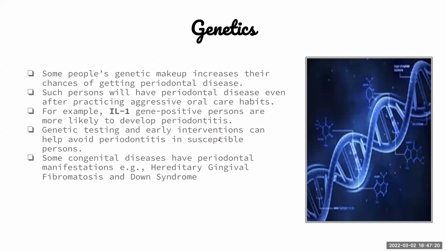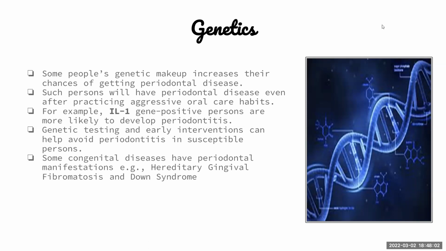Genetics plays one factor in it. Some people's genetic makeup increases their chances of getting periodontal disease. Those individuals, okay, will have periodontal disease even after practicing aggressive oral care habits. So interleukin-1, we discussed that, is one of those genetic factors, and if you are an interleukin-1 gene positive person, you're more likely to develop periodontitis. Genetic testing and early interventions can help avoid periodontitis in susceptible people.